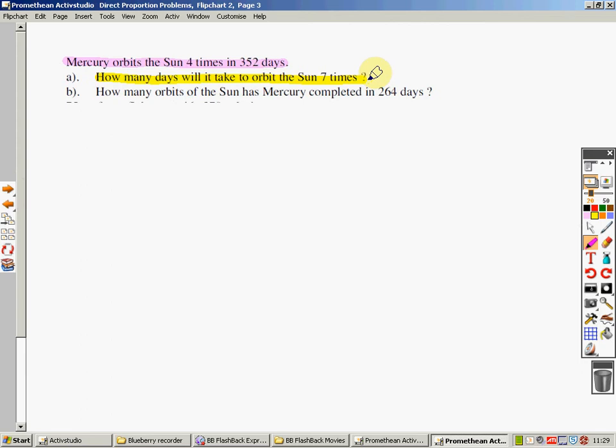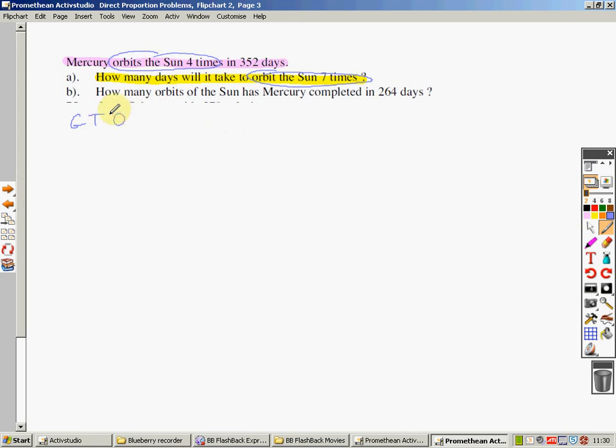And again, we can do that bit of identifying orbits the Sun. There we go. 4 times, orbit the Sun 7 times. So that repeating the phrase in the fact and the question is a link to this technique. So now I'm going to use going through 1.